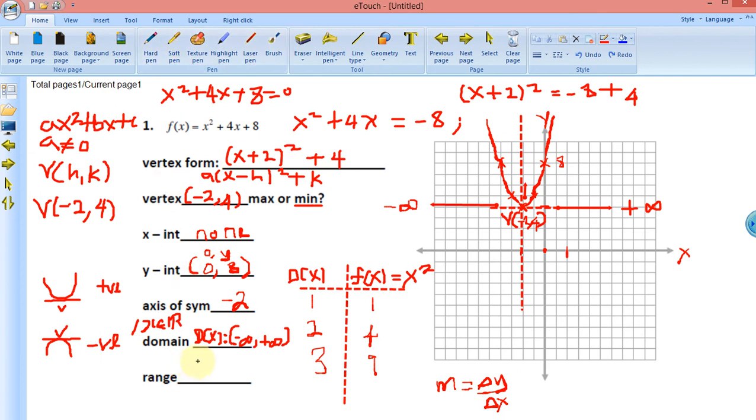Since the starting point is included, it's a closed set. So from 4, then comma, then it goes to plus infinity because it moves up indefinitely. So that's an open set. And that's that. Okay guys, hope you understand.